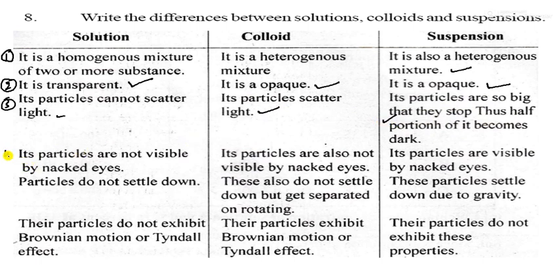Now the fourth point. In a solution, its particles are not visible to the naked eye and particles do not settle down. In a colloid, its particles are also not visible to the naked eye, but we can see them with the help of a microscope. These also do not settle down, but can be separated by rotating. In a suspension, its particles are visible to the naked eye and these particles settle down due to gravity. Now this is your fifth and this is your sixth.